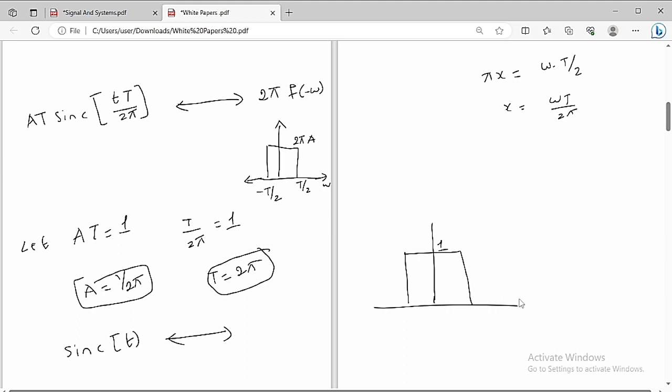So this is t by 2, plus 2 pi by 2 is equal to pi. Here also minus 2 pi by 2 is equal to minus pi. So this total is 2 pi. So this is what you are going to get. So for sinc t, the Fourier transform is a rectangular pulse with a value of 1 and a width of 2 pi.